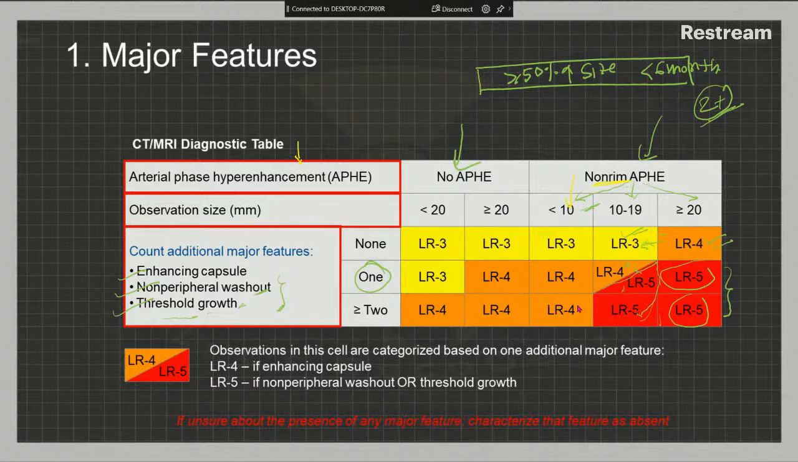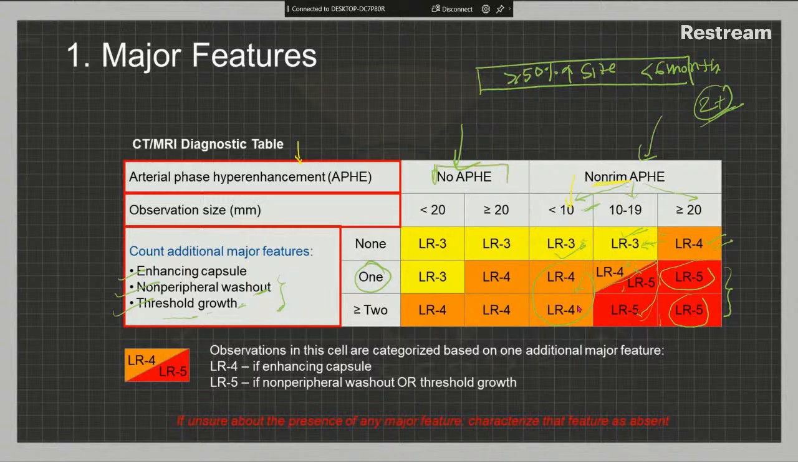Next, if the lesion is less than 10 mm, a very small lesion, then there is no question of LR-5. I will only put LR-3 or LR-4. So for less than 10 mm, non-rim type enhancement with nothing else, put LR-3, but with any of the additional criteria, increase one step to LR-4. But never LR-5, because the size is too small.